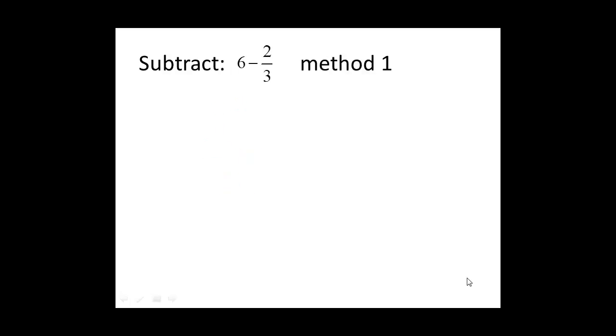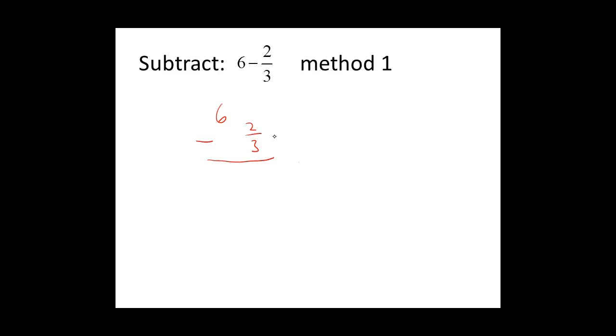Subtract 6 minus 2/3. We'll do this using method 1. What we're going to do is line up the whole parts and the fraction parts. 6 minus 2/3. Notice we don't have any fraction part in our first number 6. There's no fraction part. So we have 0 minus 2/3.